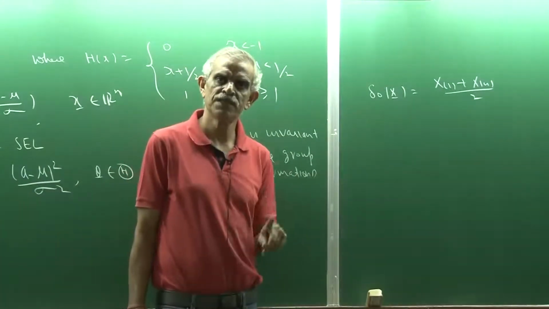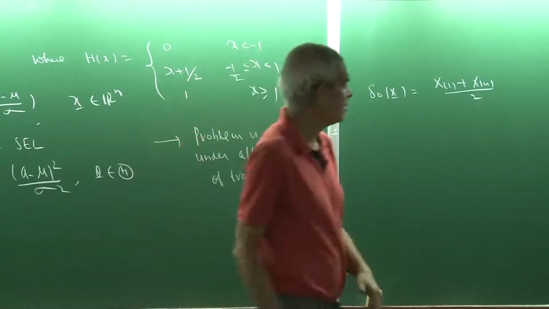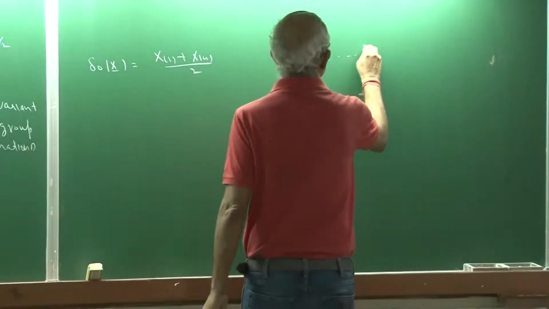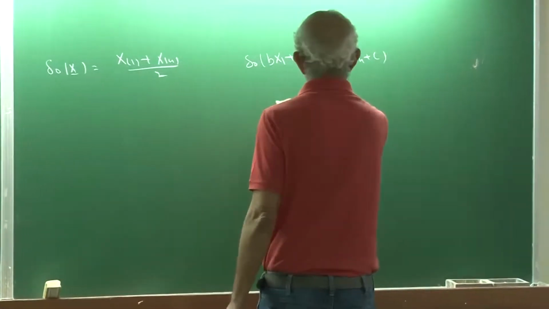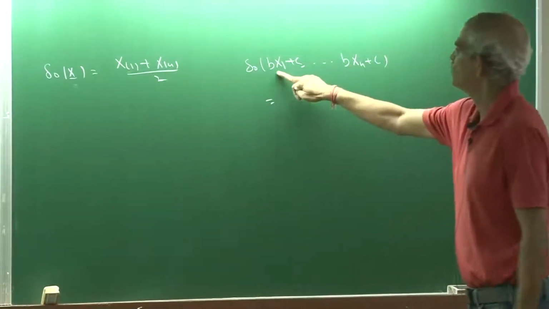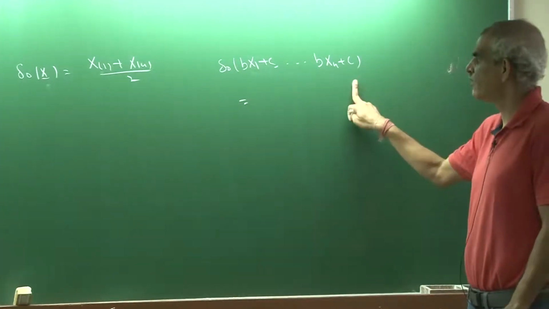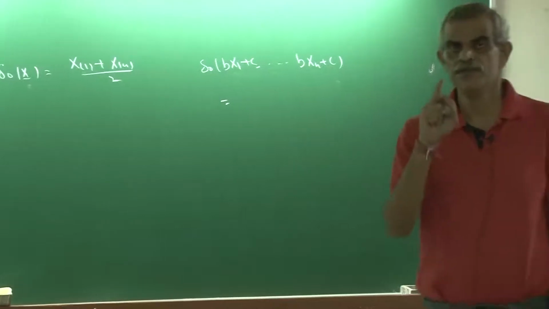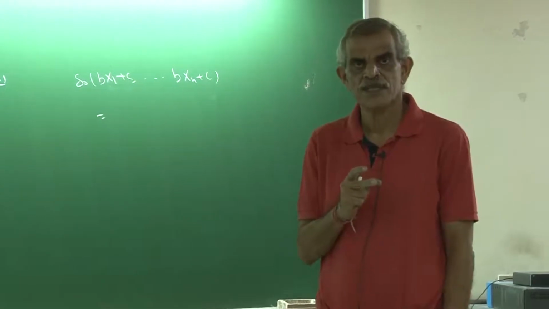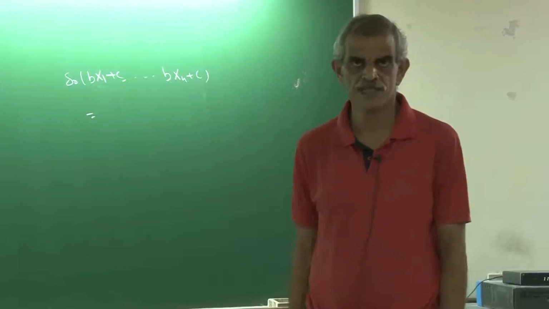To see whether it is an affine invariant estimator of mu, what do I have to see? Delta naught of (bx1 plus c, bxn plus c) should be the same as b times delta naught of (x1, x2, xn) plus c. So delta naught of (b x1 plus c, b xn plus c), how much is that? It was the minimum of all the arguments. So here it would be the minimum of bx1 plus c, bxn plus c. C is a constant, so it becomes the minimum of bx1, bx2, bxn plus c. But b is positive, so the minimum of bx1, bx2, bxn will become b times the minimum of x1, x2, xn.